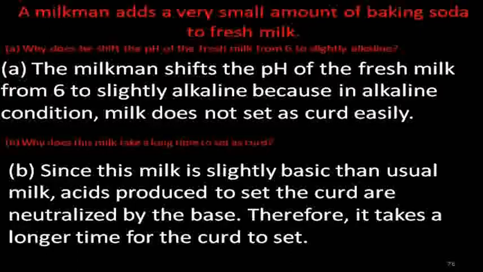Why does this milk take a long time to set as curd? Since this milk is slightly more basic than usual milk, the acids produced to set the curd are neutralized by the base. Therefore, it takes a longer time for the curd to set. So, you can understand from this why milk takes a long time to turn into curd, because a little baking soda is added.